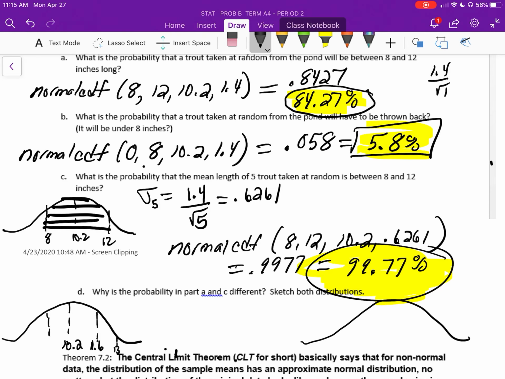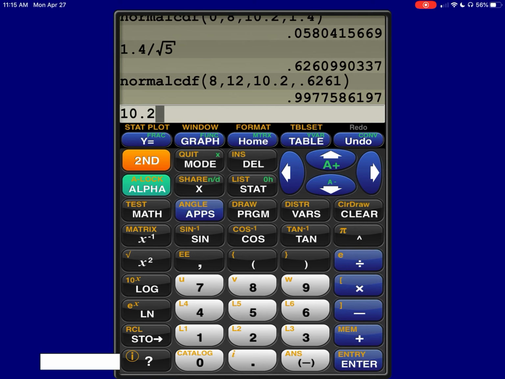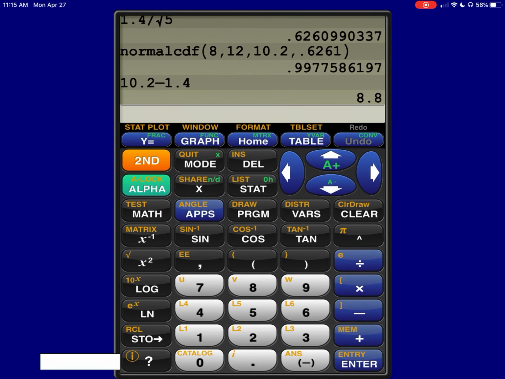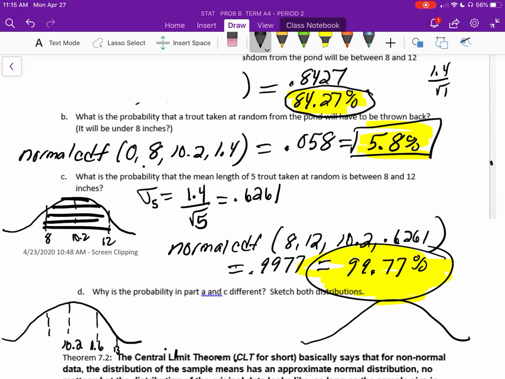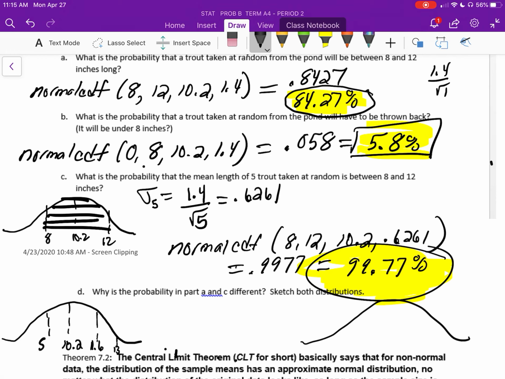I'm losing my focus right now. So 10.2 minus 1.4. I don't know why I could not subtract in my head, 8.8. Always better to use a calculator when you can't do it in your head. 8.8, and subtract 1.4 again, this is going to be 7.4.